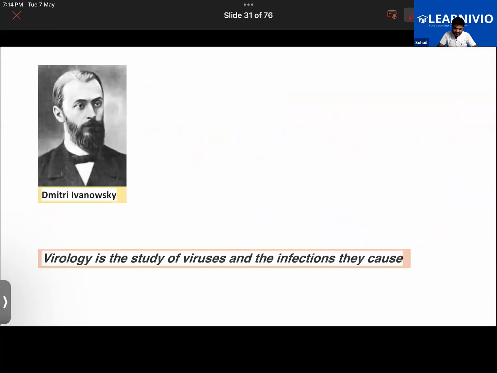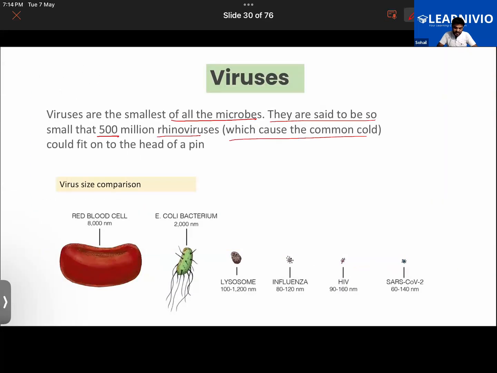See, as of now, just understand this: if you were to compare how small a virus can be, say you have the tip of a pin, just a tiny portion of it. In this tiny portion of the tip, how many rhinoviruses can fit? 500 million. Getting it now?